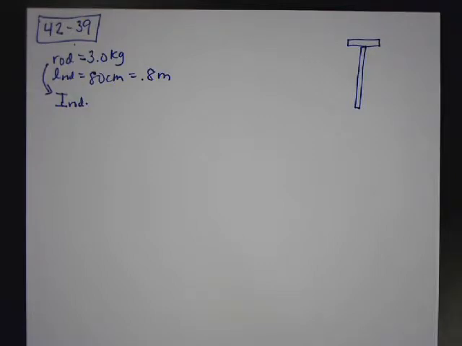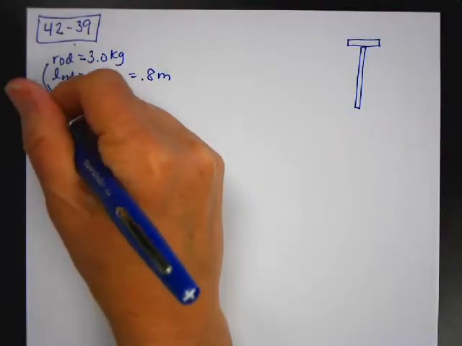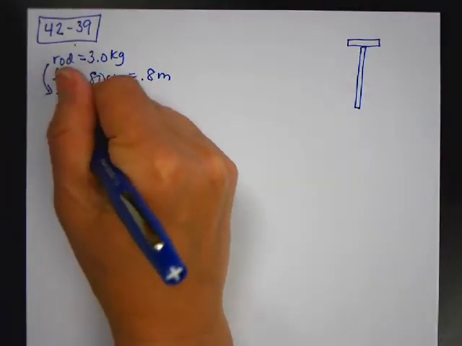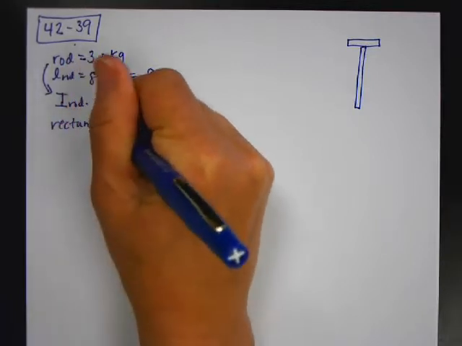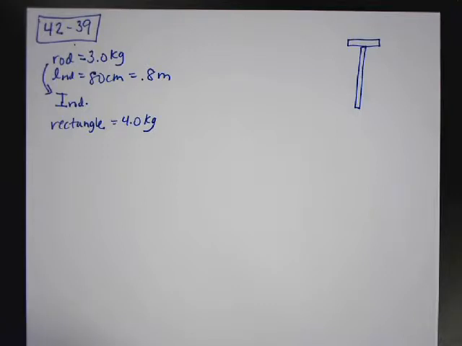The 4-kilogram rectangle attached to the rod, so that rectangle there, the mass is 4 kilograms, is attached to a rod, has negligible dimensions. So the fact that it says it has negligible dimensions, that means when I'm doing the moment of inertia, I'm just going to kind of take it as a point mass. All right.